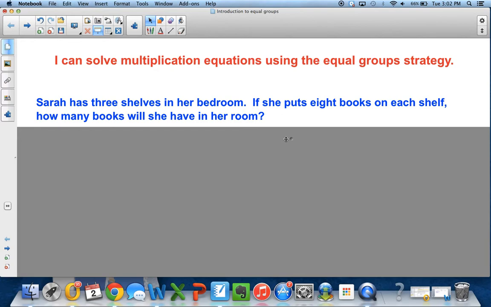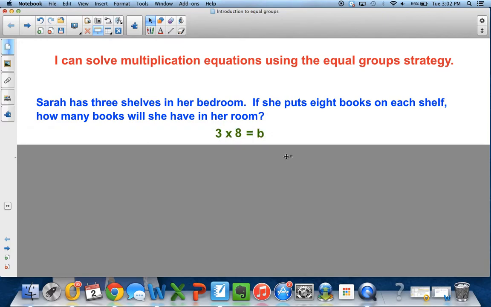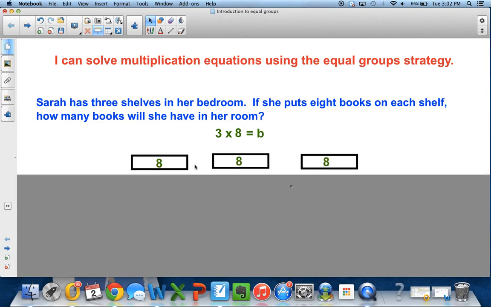Okay, so I know I have 3 different groups because one shelf is a group, another shelf is a group, and another shelf is a group, and there's 8 books in each of those. So I'm going to have 3 groups of 8, or 3 times 8 equals the total number of books. So down here we have 1 group, 2 groups, 3 groups with 8 books on each shelf. So we have 3 groups of 8.